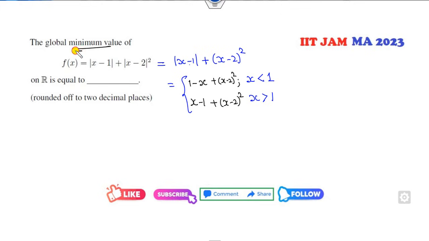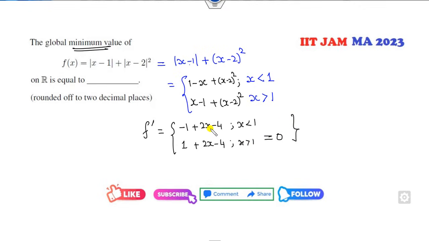So then the global minima. What is the minimum? You have to take the first derivative to be 0. It is minus 1, 2x minus 4, whenever x is less than 1; 1 plus 2x minus 4, it should be 0. Fine. So I have the 2 cases. From the first case, it will be 2x minus 5 is 0. From the second case, 2x minus 3 is 0. So we have 2 values, this and this.